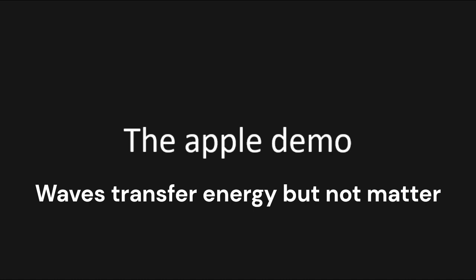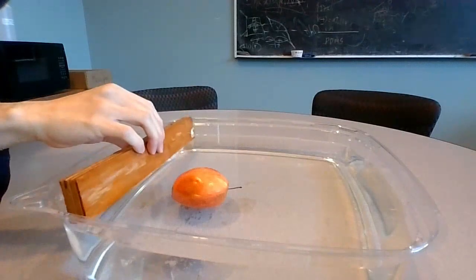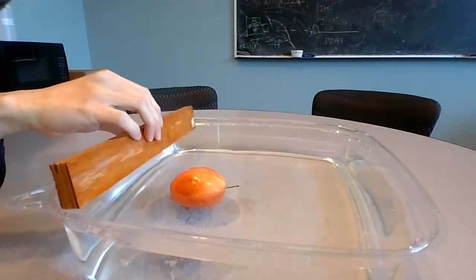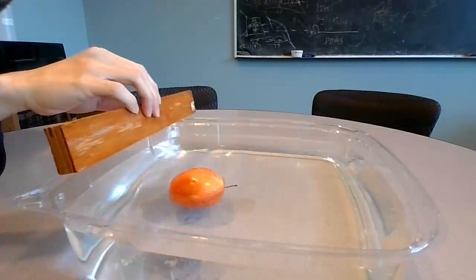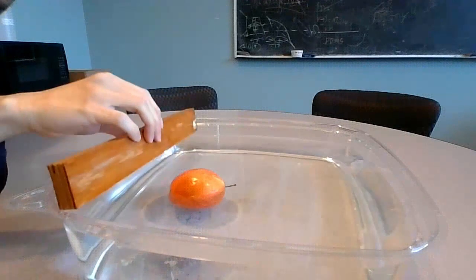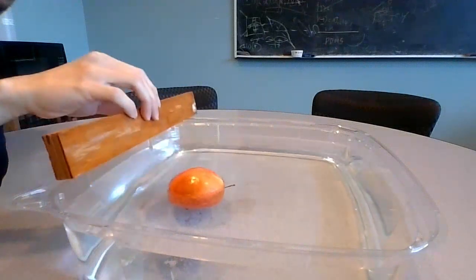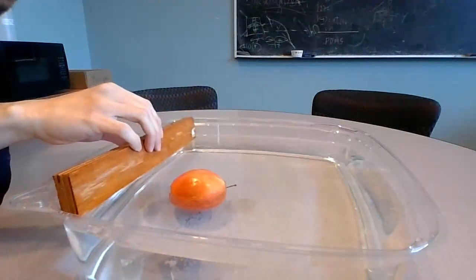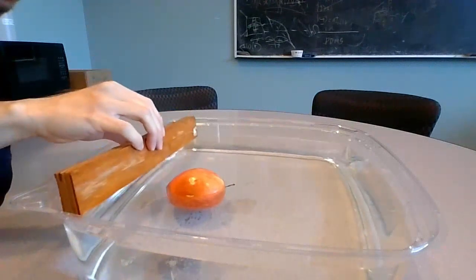Maybe it's not that easy to watch the waves, so we added an apple into the water tank so we can see the wave motion more clearly. In this clip, you can clearly see that the apple wobbles around up and down, sometimes a little bit left and right. But generally, you can see that the apple mostly just goes up and down. It doesn't go horizontally.